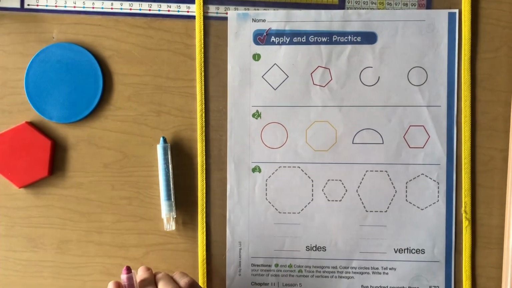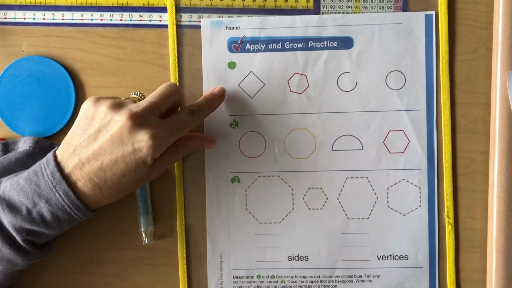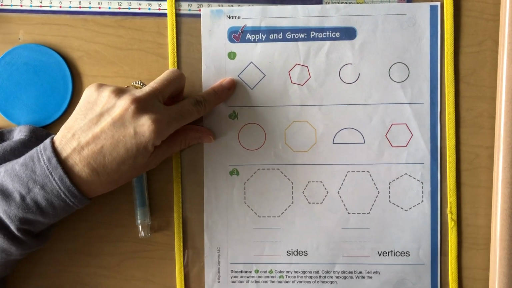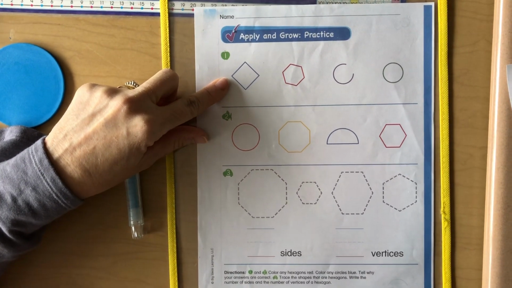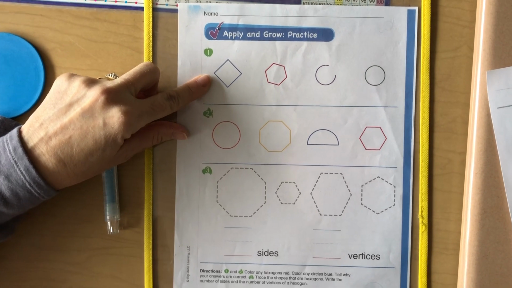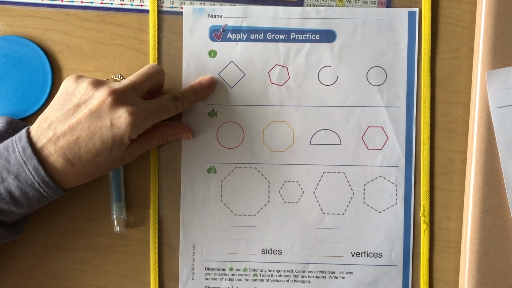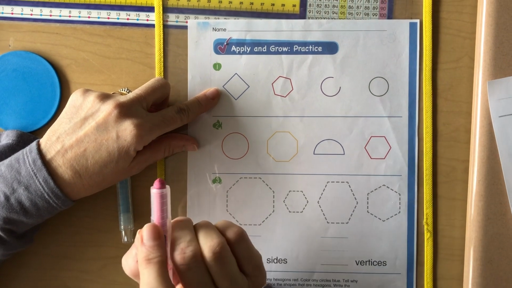So let's pick up our red crayon. You are looking for what shape? Hexagon. Good. And how many sides does a hexagon have? 6. How many straight sides does it have? 6. All right. Look quickly.